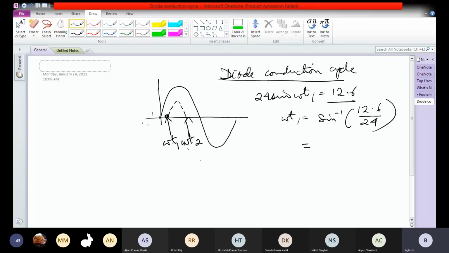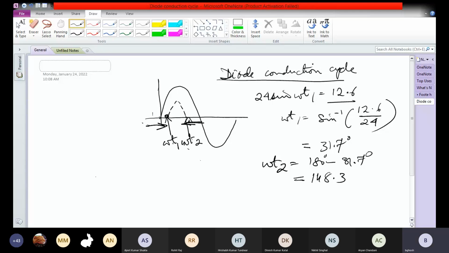Which works out to be 31.7. And therefore omega t2 by symmetry should be 180 minus 31.7. Definitely. So that will be equal to 148.3. So this demarcates this period.